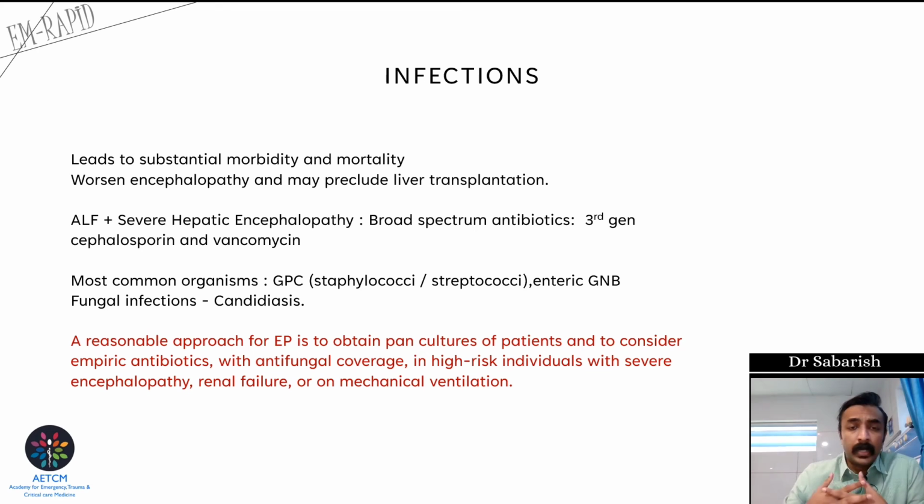So I would say the initial choice of antibiotic should be ideally tailored to what is prevalent in that geographical location, and we would rather go for a broad spectrum gram-negative coverage and not always an MRSA coverage, only if it is indicated, and definitely an antifungal cover in the form of fluconazole for candidiasis. And from an emergency medicine point of view, I would say that definitely you should draw a set of blood cultures and consider an antibiotic plus antifungal coverage for all high-risk patients in severe encephalopathy, renal failure, or a patient on mechanical ventilation.